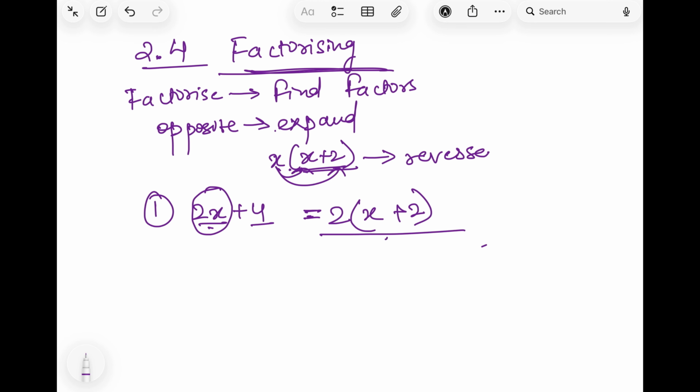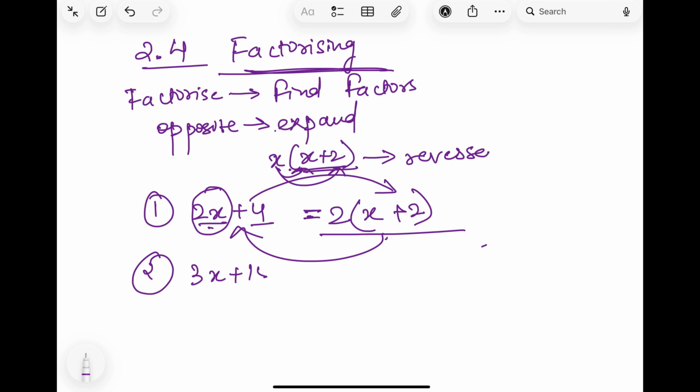So in expand, what did we do? From here to here we found out. Now in factorize, we are going from here to here. Can you see a cycle going on? So we just do the opposite of what we do in expand. We try and find out something in common. Okay. Second is 3x plus 15.